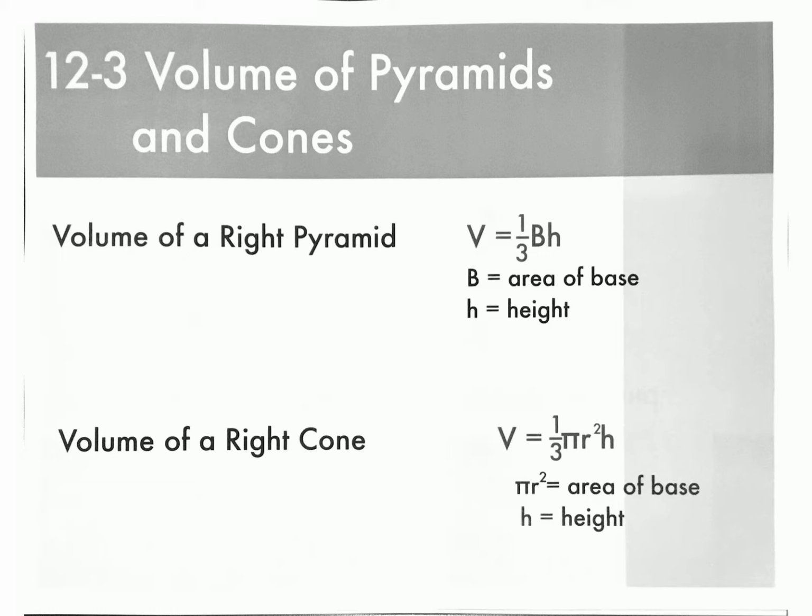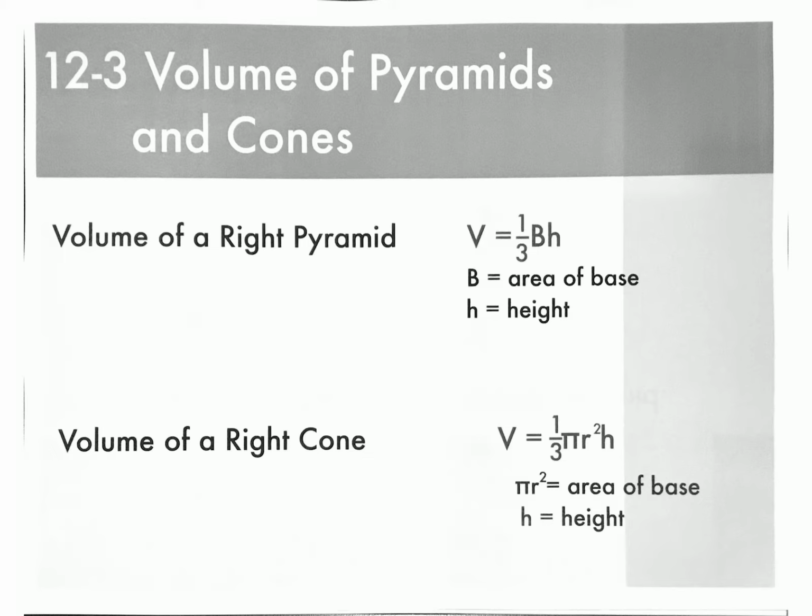This video is on volume of pyramids and cones. So here are our formulas that we're dealing with. Volume of a right pyramid, which is going to be 1/3 base times height. Again, that capital B there is the area of the base shape. So it depends on what the bottom of that pyramid looks like.